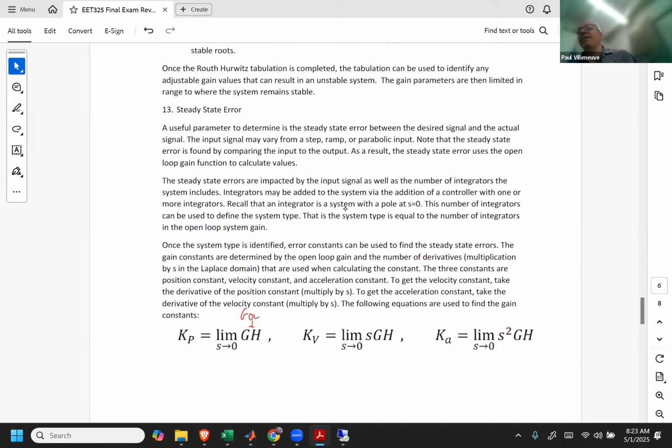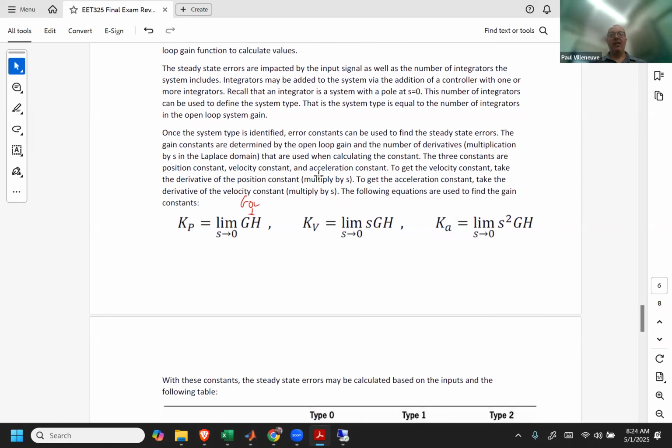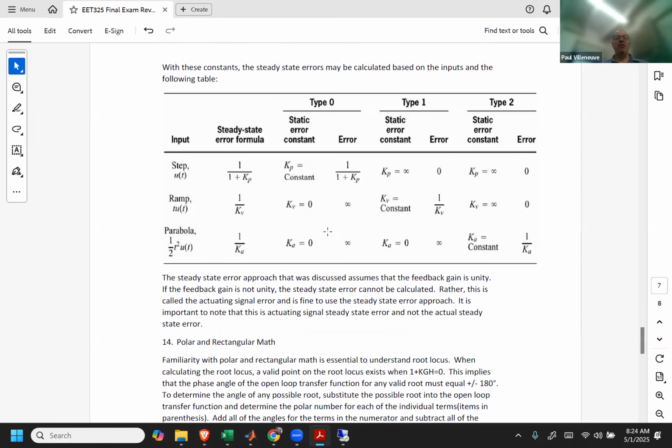If I take the derivative of position, I get velocity, or if I multiply the open loop gain by S, I'm doing the same thing as taking the first derivative. So that becomes a velocity constant. And then taking the derivative of velocity is acceleration. So again, multiplying that by S, I get those terms. These are K sub P, K sub V, and K sub A, which I can use to figure out my steady state error. So the way to tackle these problems is to figure out the system type. The system type tells you the number of S's in the characteristic equation at S equals 0.